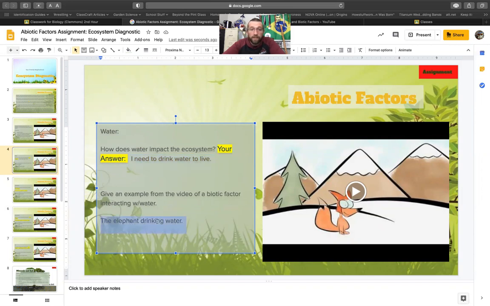And then it gives you an example in the video of an organism, a living thing, interacting with water. So you would say, oh, the elephant was drinking water in the video. Boom. And that's what you're doing for the first 4 slides.